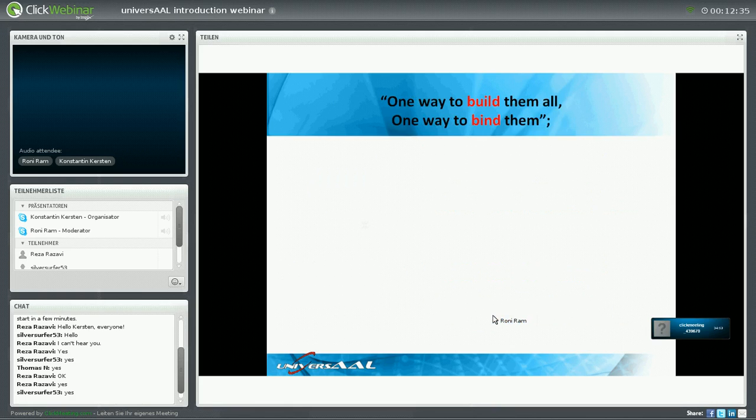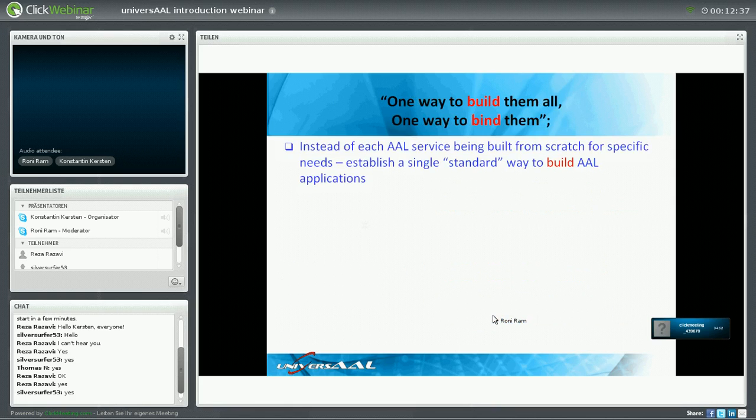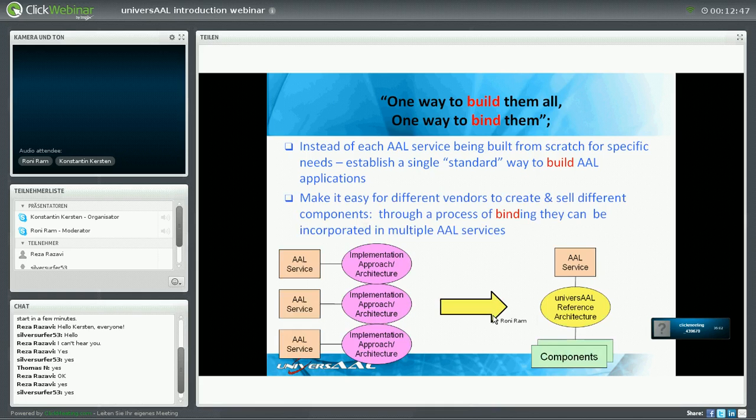So one way to build them all, the services. Instead of each AAL service being built from scratch for specific needs, we will establish in universAAL a standard way to build these services.